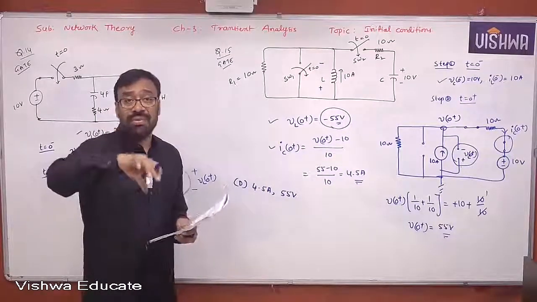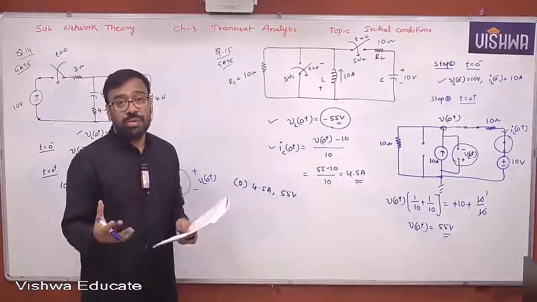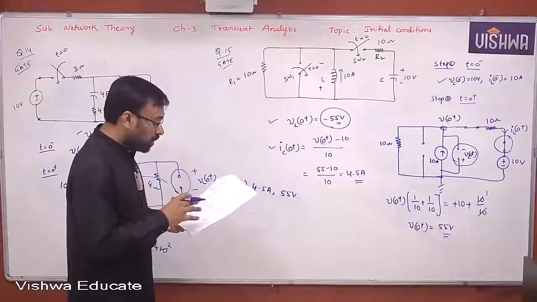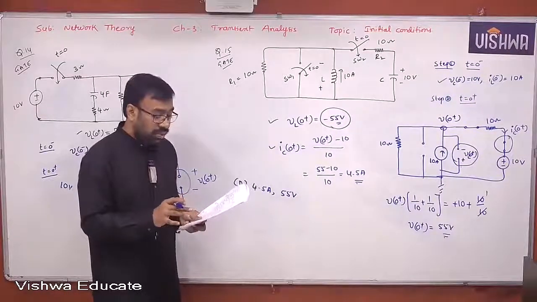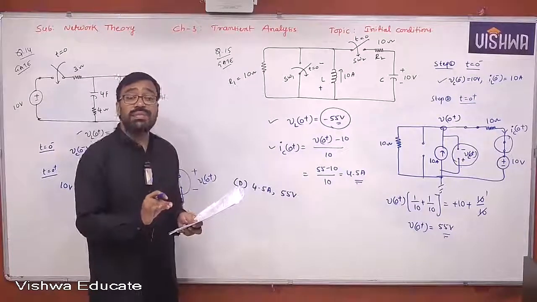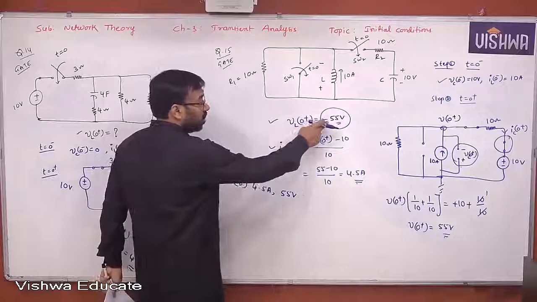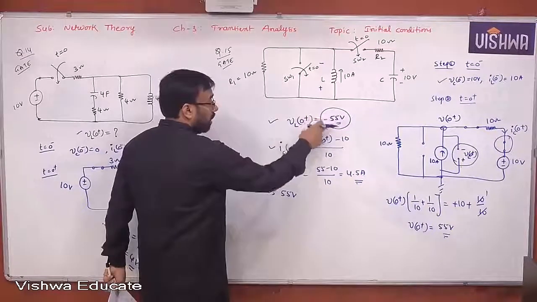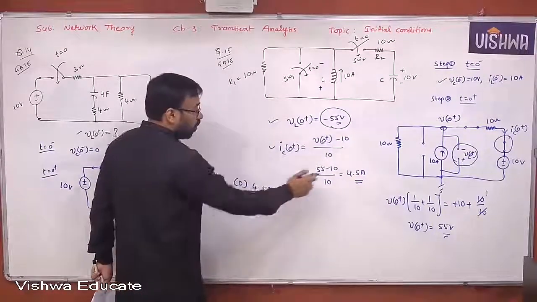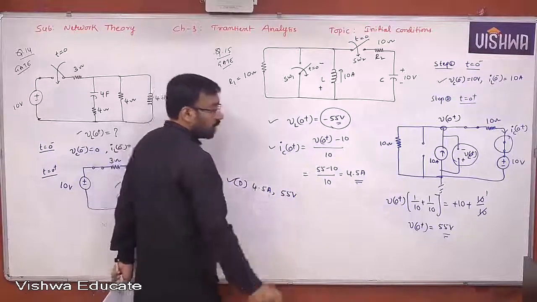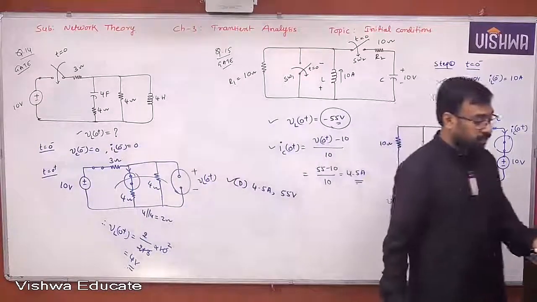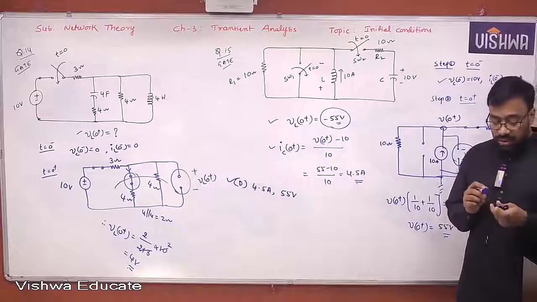But he is not asking with polarities. He is not worrying about the polarities. And options also, if you go through that, there was no option given with minus 55 volts. Therefore, let us ignore this sign to answer that question. Keep it as 55 volts and 4.5 amperes as it is. Go with option D. Understand all of you? Okay, go with option D.